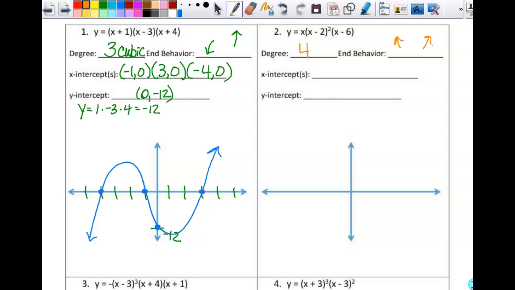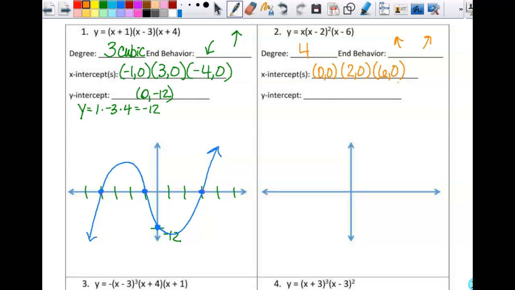Okay. Then my x-intercepts, how many do I have? Just 3. Yeah, because this one I don't count twice. So this one gives me 0, 0. This one gives me 2, 0. And this one gives me 6, 0.